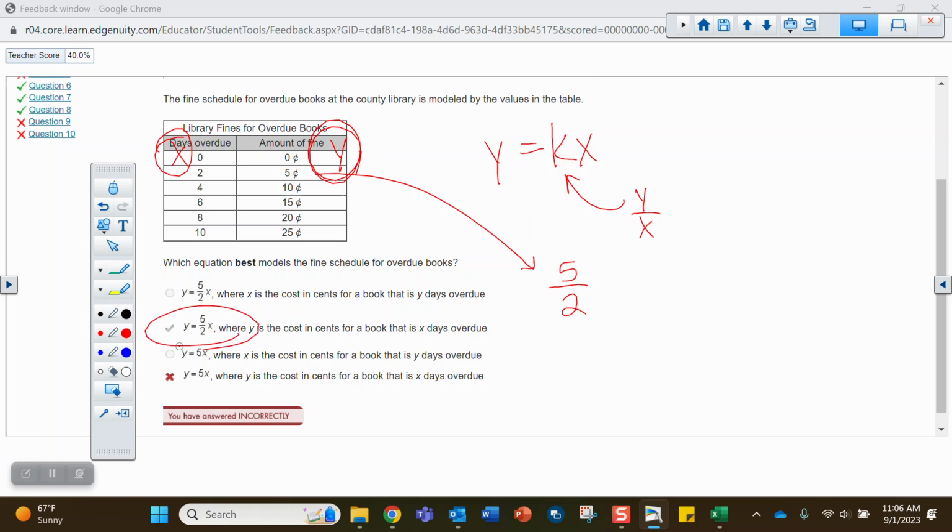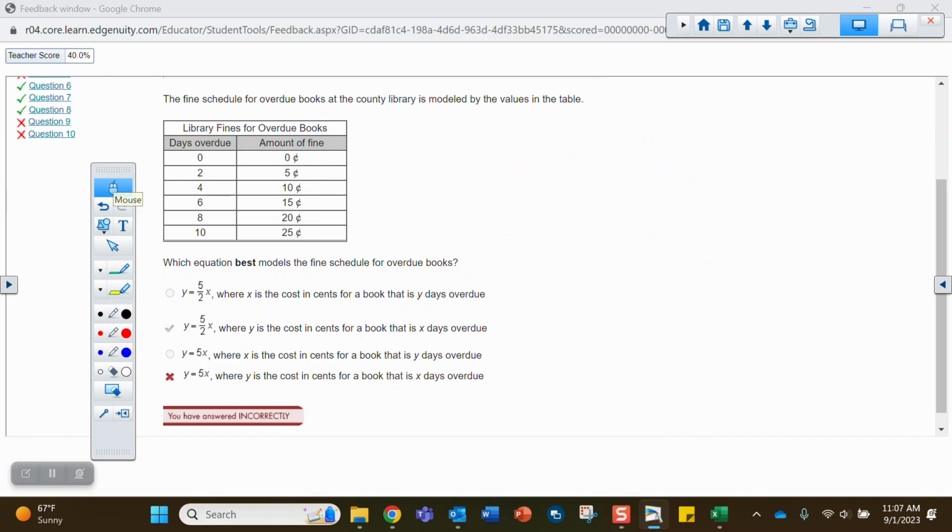And then it tells you in the table, y is the cost in cents. Yep, the amount of the fine, there's the cost in cents. And x is the days overdue, so they tell you that right there in the table. So it looks like you had that part correct, but just didn't calculate the constant of proportionality. Again, it's a division problem. It's taking the y value divided by the x value.